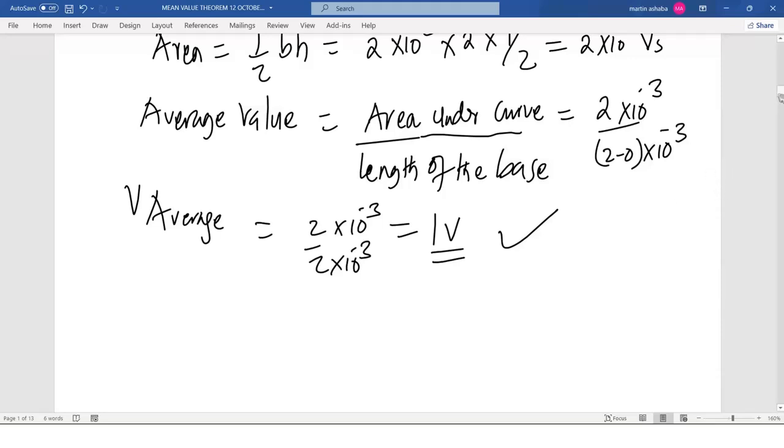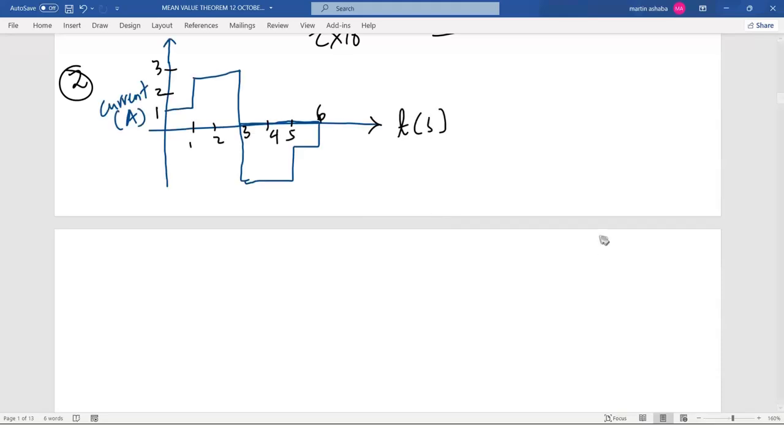Let's look at another problem here. Number 2. We are told that we have a plot of current versus time, and this is the shape that we have. It runs from 0 to 1, then to 3, constant, then comes back to 0. If we are to look for the average value over half a cycle, we need to look for the area of half cycle. Remember this is a rectangle, and this other shape is also a rectangle. So it is made up of 2 rectangles.